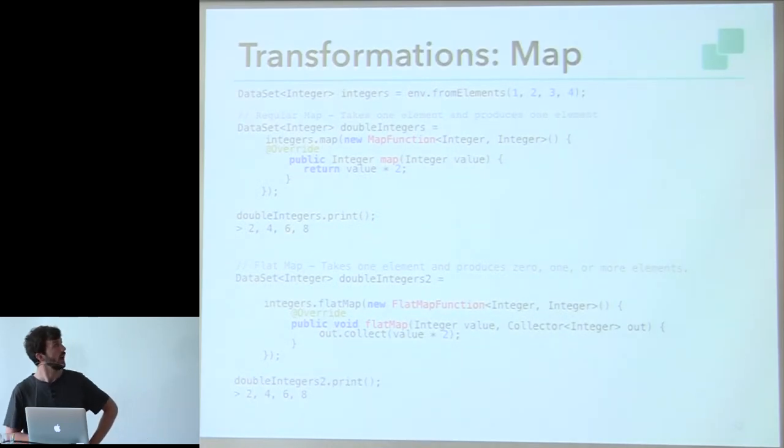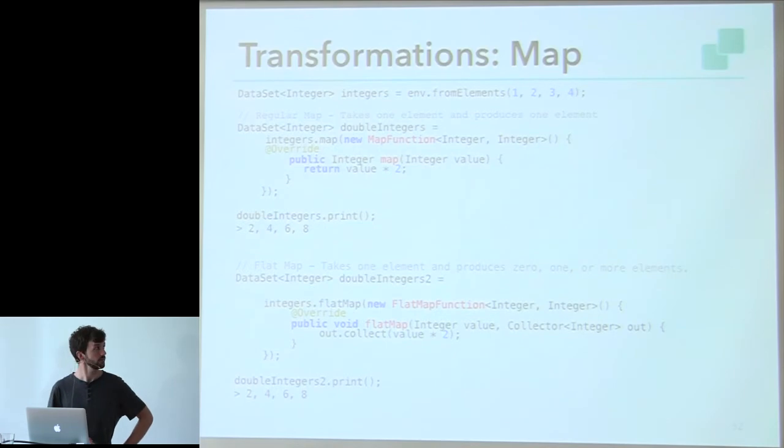Then there are basically two types of map operations. You know this kind of map operation from MapReduce, where you have an input and output type, and this typically matches. Here, for example, for every value, you just emit an output.